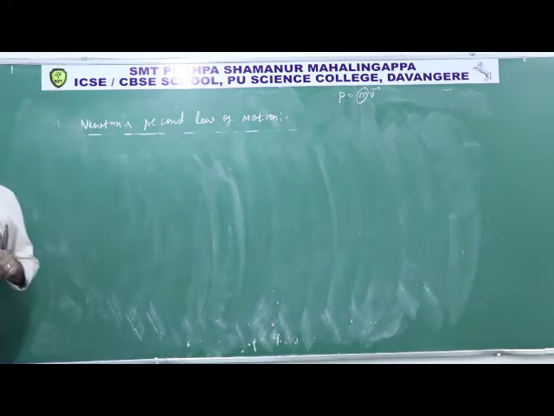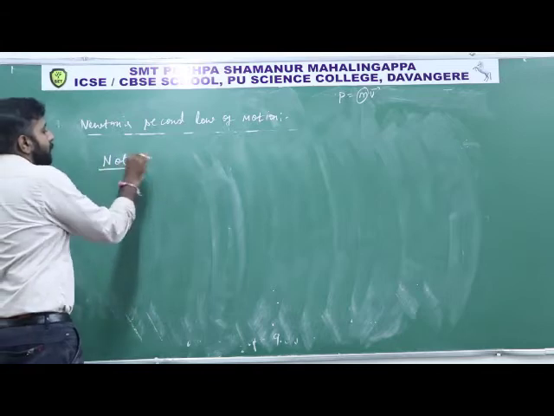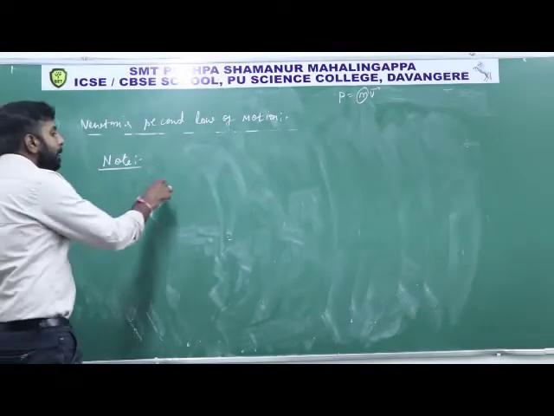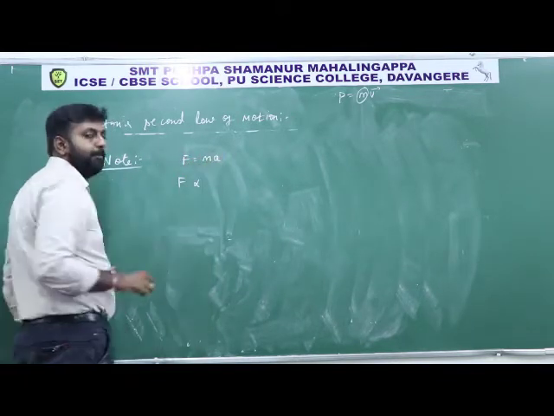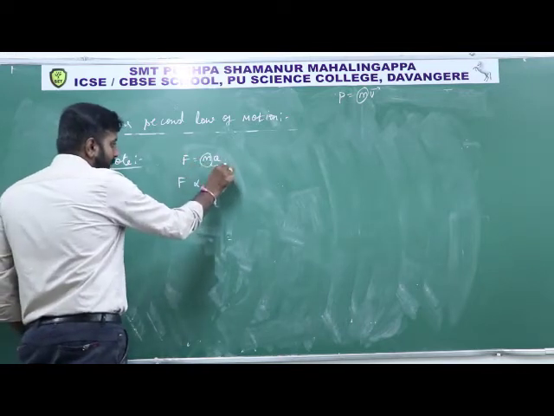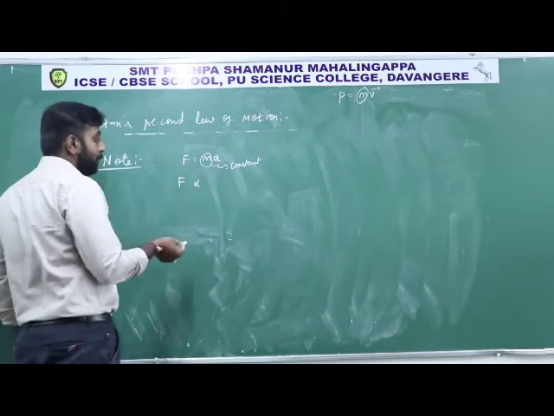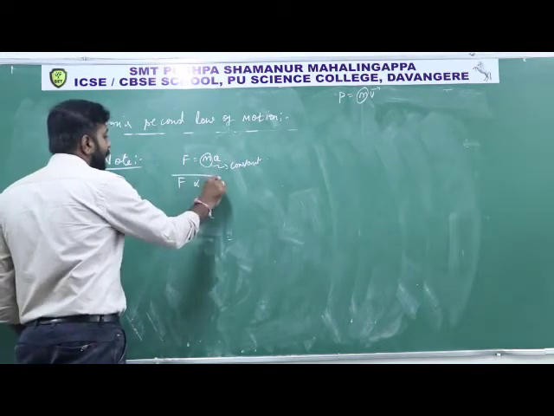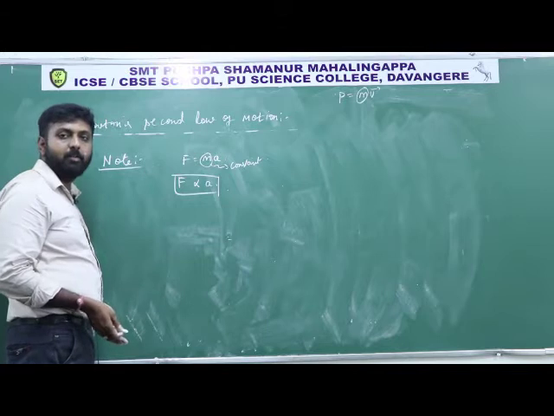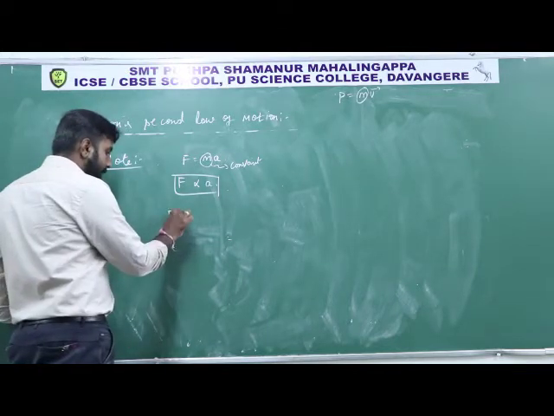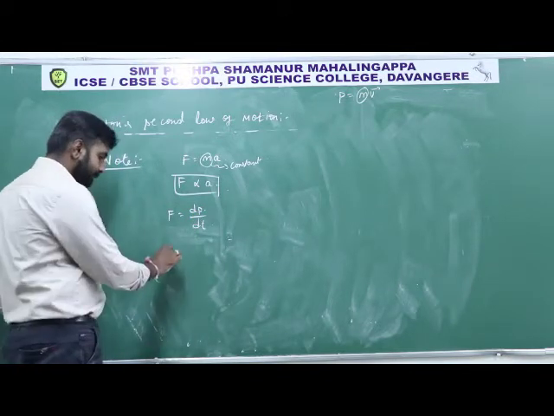Then one more thing, remember, write it as note. So here F is equals to m into a. If you consider mass is constant, the force is directly proportional to acceleration. As the force increases, the acceleration also increases. And you came to know that F is equals to dp by dt. That is from Newton's second law of motion.